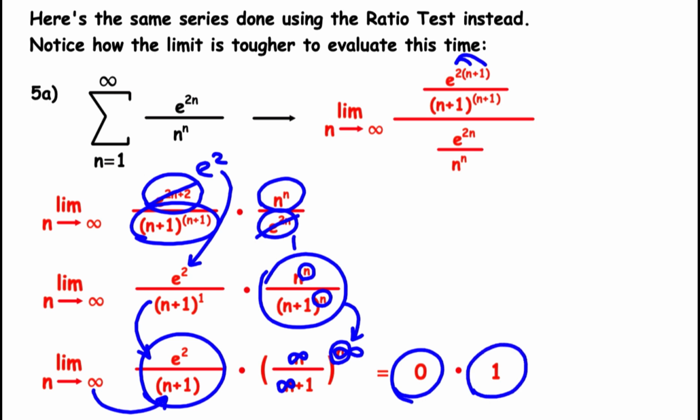0 times 1 is 0. And then the rest is the same thing as the root test. Since 0 is less than 1, because you always compare it with 1, it converges. So again, you don't want to do that.